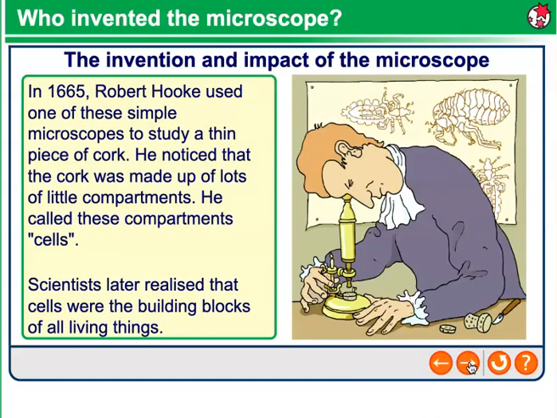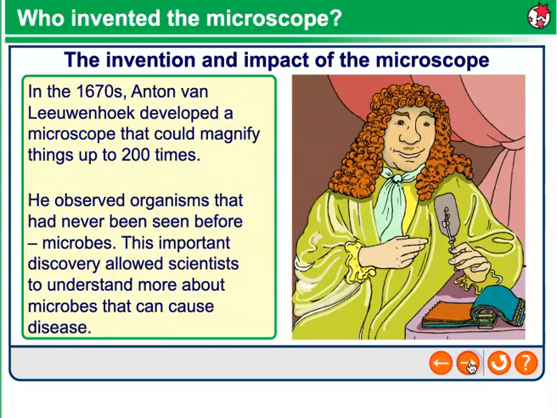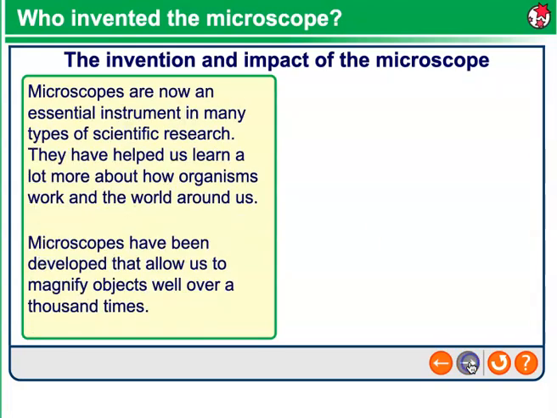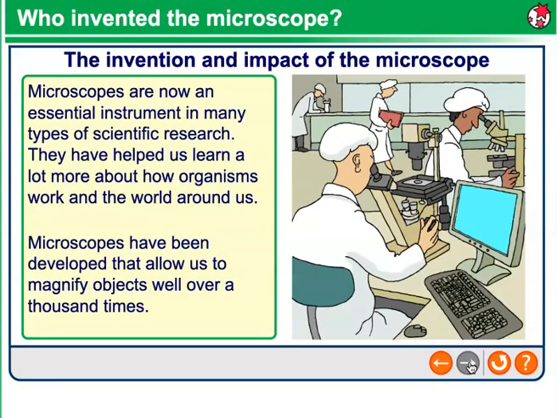And then, of course, Robert Hooke came on the scene, as we discussed earlier, and he identified these individual compartments within cork. He called them cells, which led to scientists realizing that cells are the building blocks of all living things. As review, Antoine van Leeuwenhoek then was the first person to really look at microbes, specifically pond water microbes. And our microscopes today allow us to magnify things to great detail.